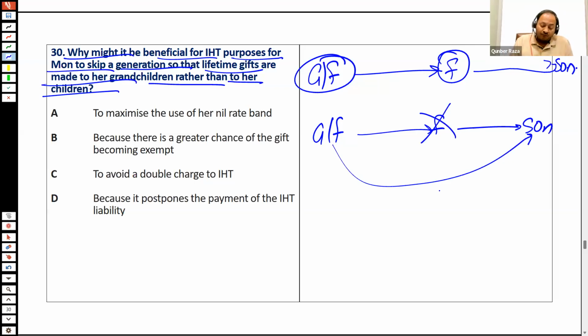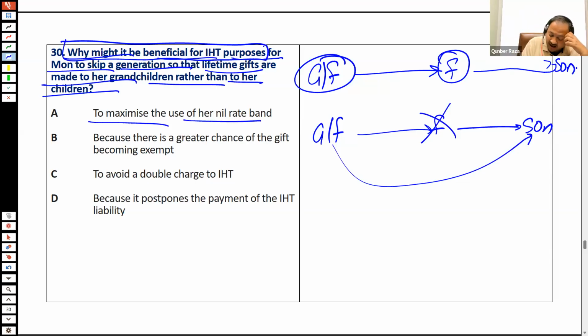Okay. Why might it be beneficial for IHT purposes? What's the benefit? To maximize the use of NRB? No. NRB for grandfather remains the same. Because there is greater chance of gift becoming exempt? We are not talking about exemption. For lifetime gifts, it's not the transferee who has to die, it's the transferor. So whether grandfather transfers the gift to father or to son, if grandfather dies, the lifetime gifts become taxable. So it makes no difference.